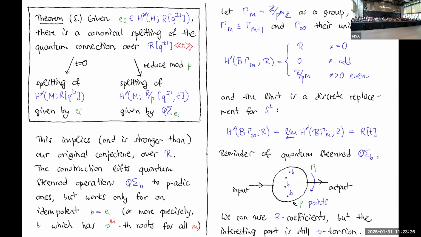Anyway, but okay. So this is the theorem. I hope it's correct. It's really fresh out of the oven. Somewhat nervous. So you have this. Now we work with these p-adic integers. We assume that we have the splitting into idempotents in this one here. And then there's a canonical splitting of the quantum connection over this ring here.